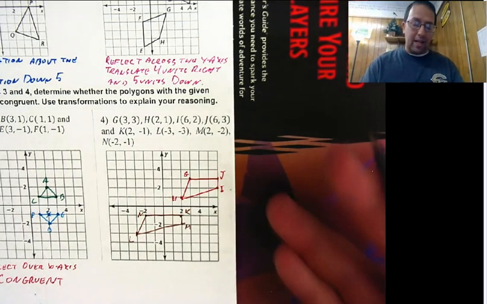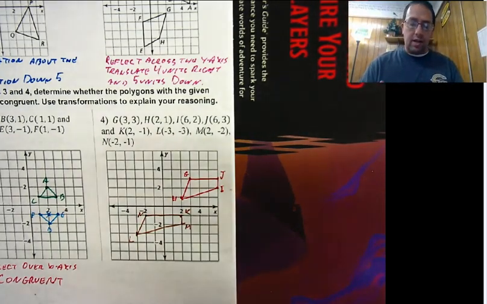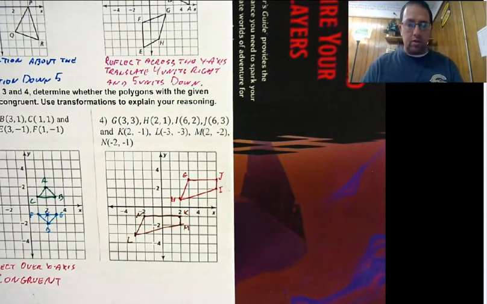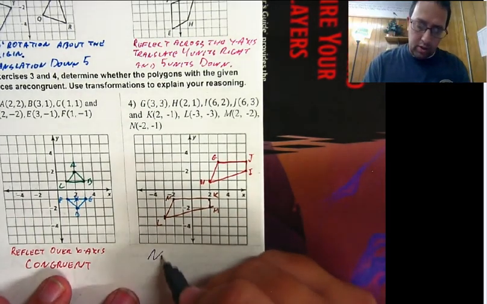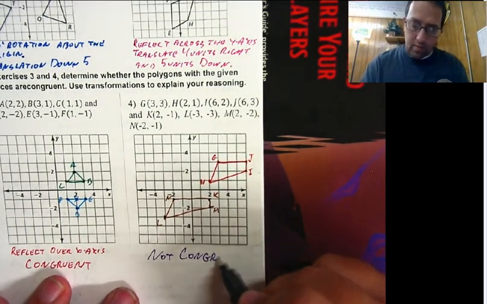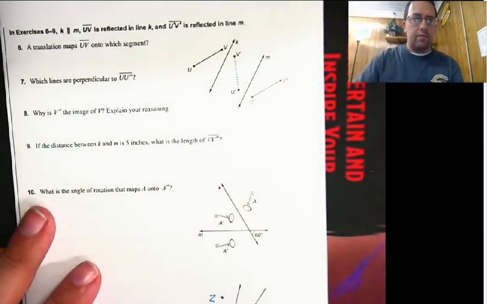So if I can't slide it, I can't rotate it, I can't reflect it to get it onto that position, there's no congruence transformation that will work. And so these are not congruent. So not too bad so far. Let's turn the page and take a look at some of this stuff.